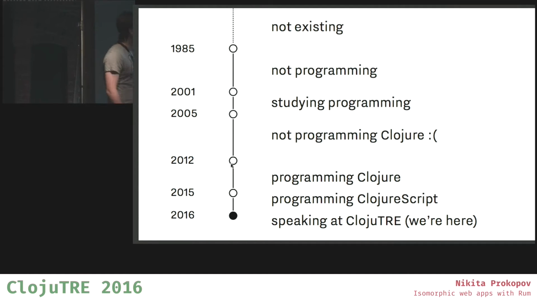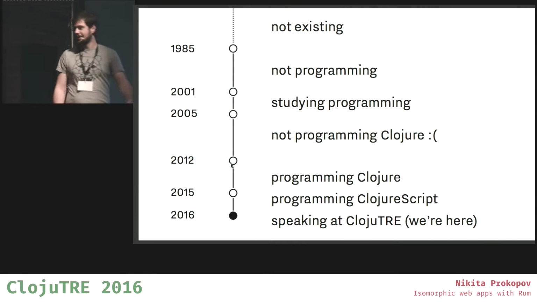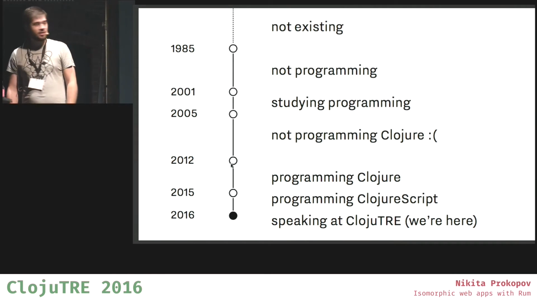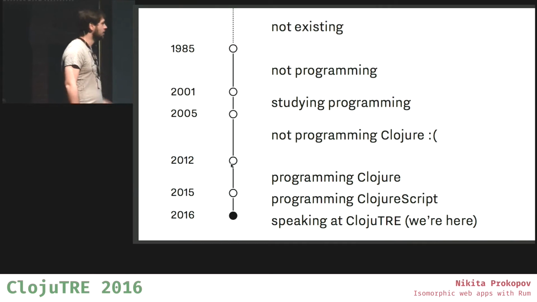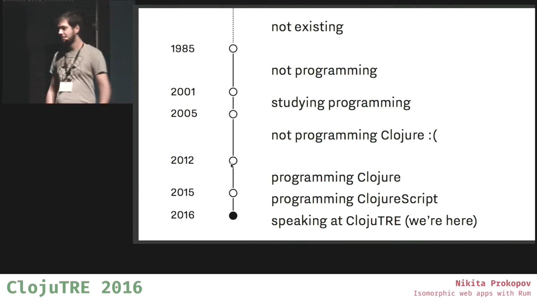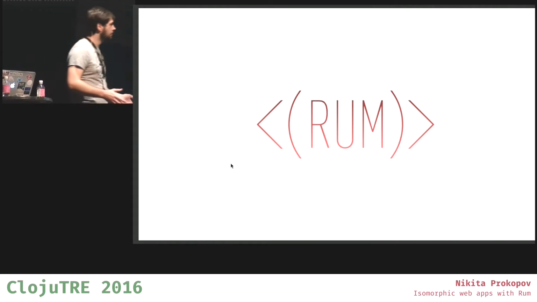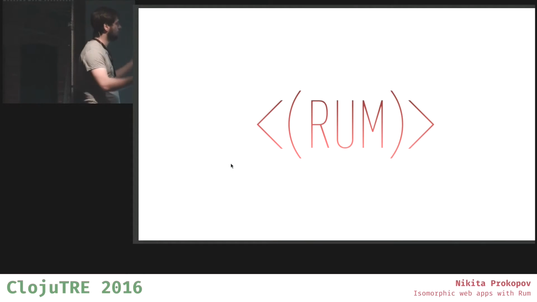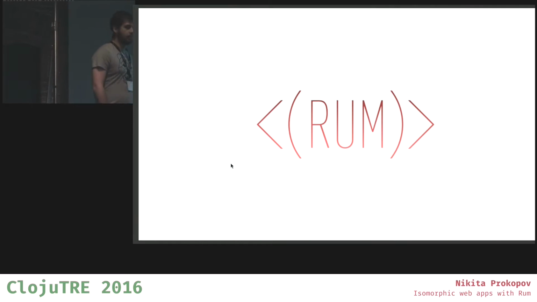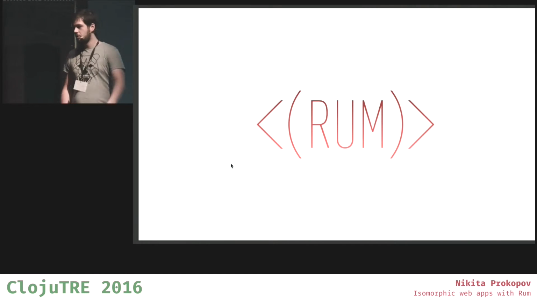Then I switched to ClojureScript and front-end programming, and it made me not so happy, but it's still ClojureScript, and it's still fine. And yeah, now I'm building single-page web applications for web user interfaces in ClojureScript with Rum, which we'll be talking about.